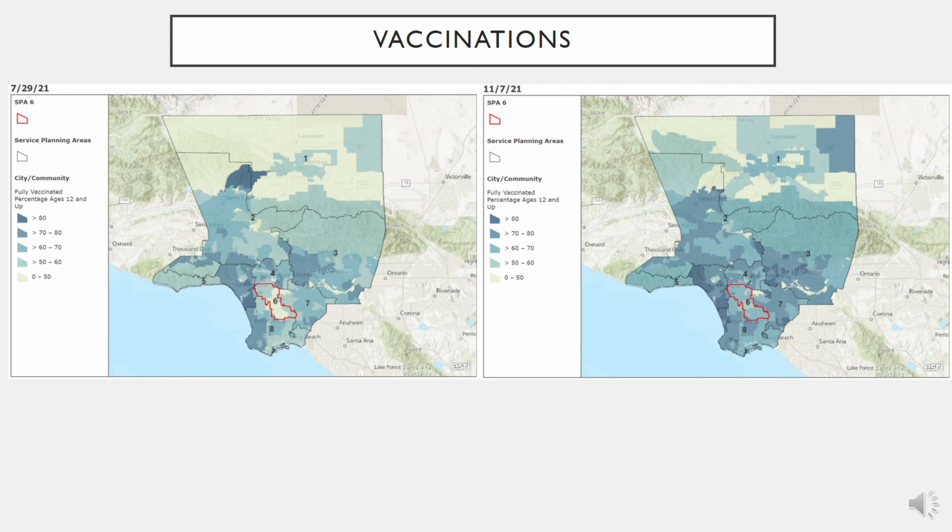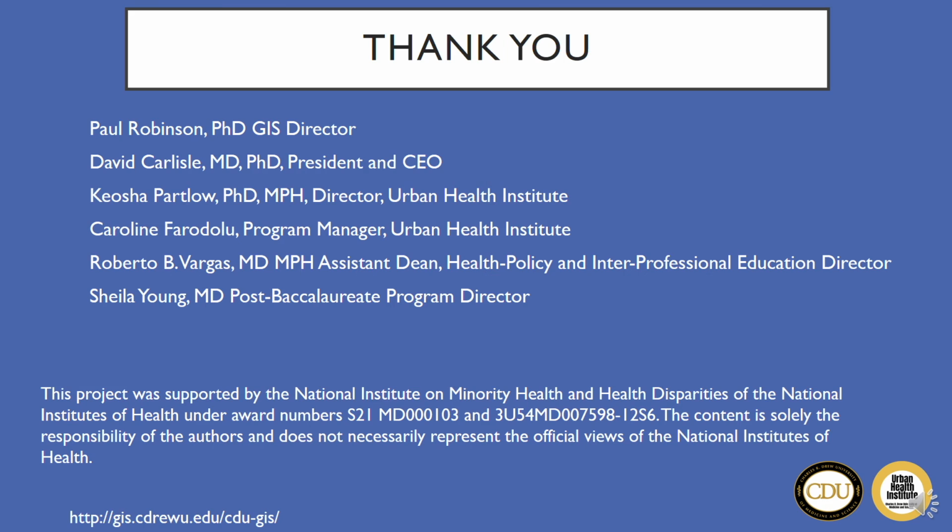There has been improvement in vaccinations in SPA 6. Possible explanations for the rise in short time may include mandates, better public health messaging and information, more resources, and a Delta surge that might have influenced people to get vaccinated.